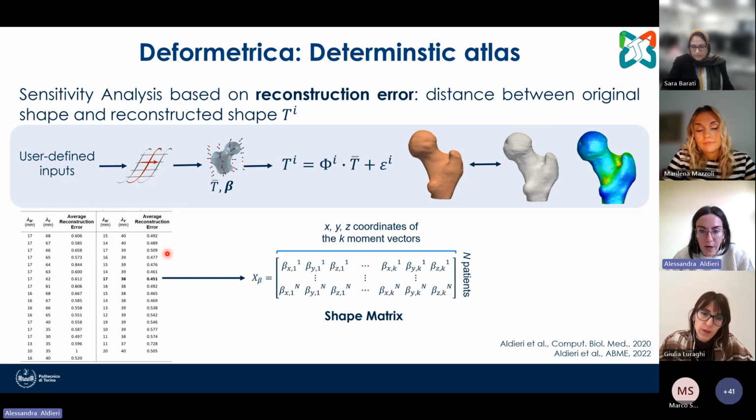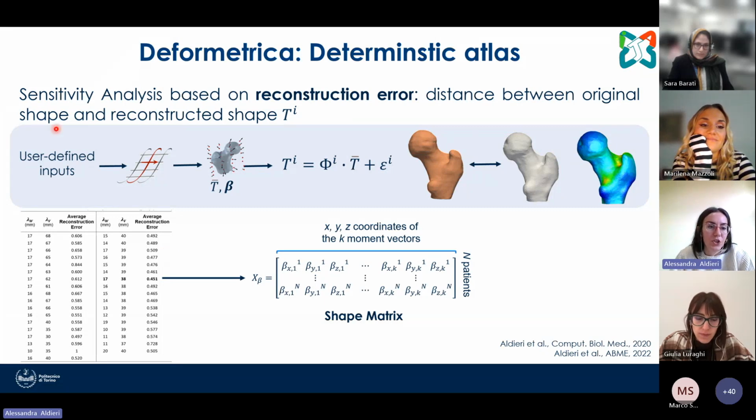the optimal values for these numbers, but also for the other user-defined input parameters, we need to perform a sensitivity analysis for sure. So the idea is that we change our input parameters and run Deformetrica. For each run of Deformetrica, we get a template and a set of moment vectors, and with these two pieces of information, as I was saying before, we can reconstruct each of our shapes.